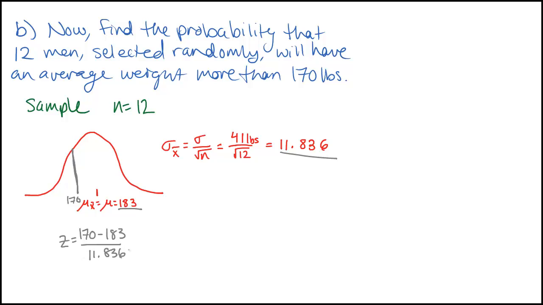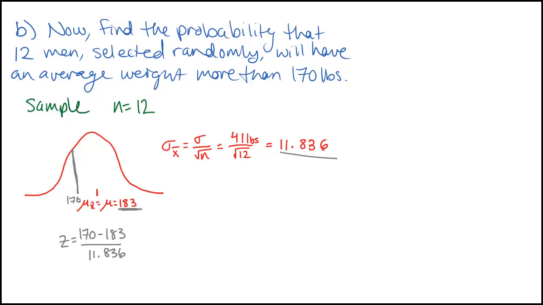And this shouldn't be too surprising, that the standard deviation is smaller, because the weight of one particular person is likely to spread out more than if we have a group of 12. When we look at the group of 12, you might have some heavier people and some lighter people, but they average out a little bit more. So the mean of our sample is going to be closer in towards 183 than the means of just a single person. And that's sort of what the central limit theorem tells us.